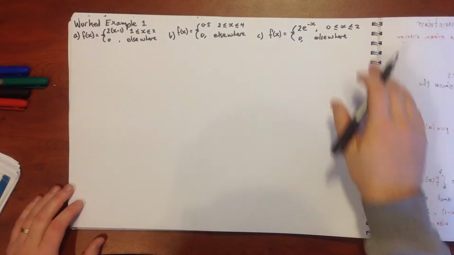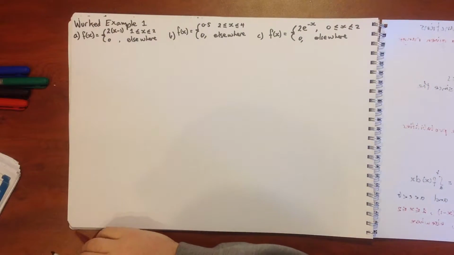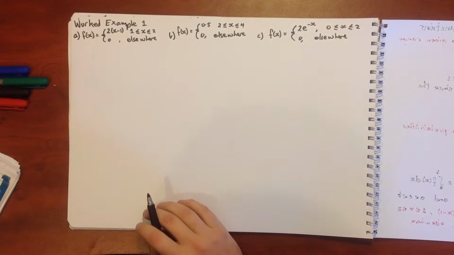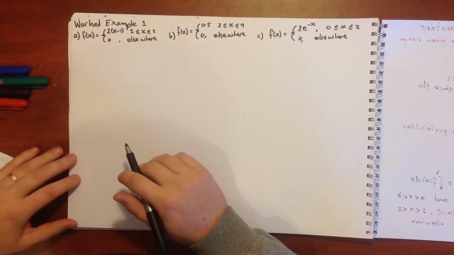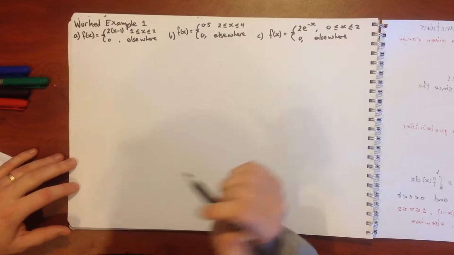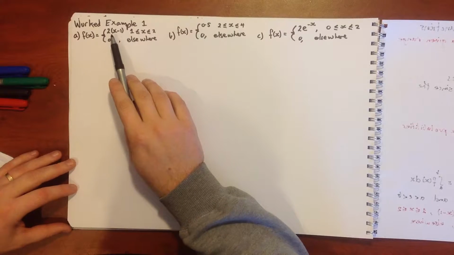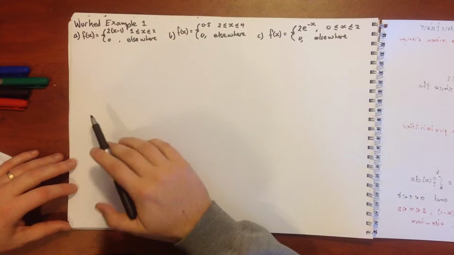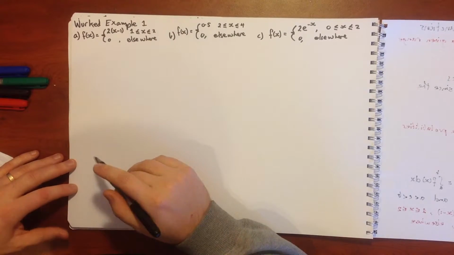So we'll get into some worked examples. Worked example 1. What we need to do is sketch a graph of each of the following functions and state whether the function is a probability density function. The first one here, we've got f of x equals the one that we had just a minute ago, 2 outside of x take 1, where x is between 1 and 2 and 0 elsewhere.